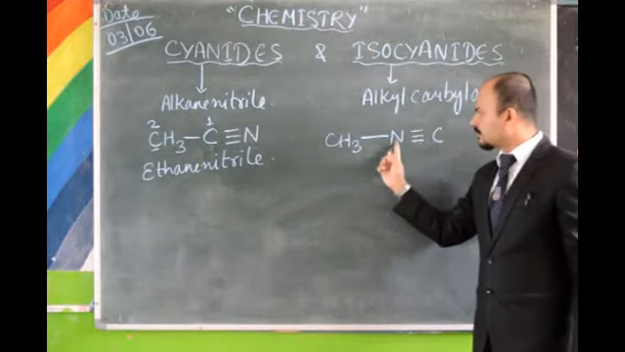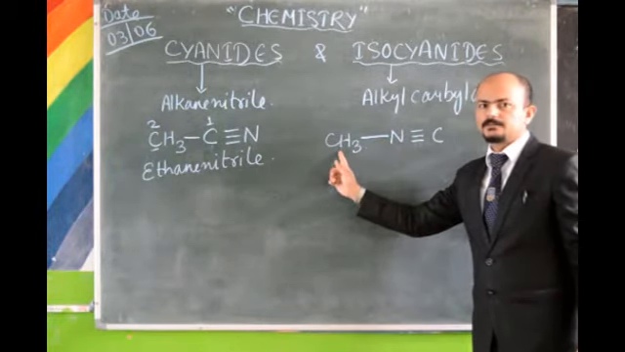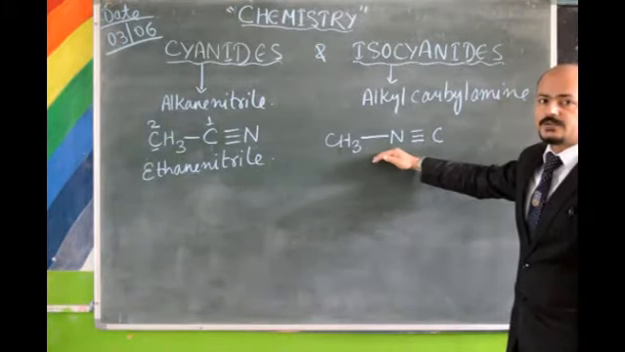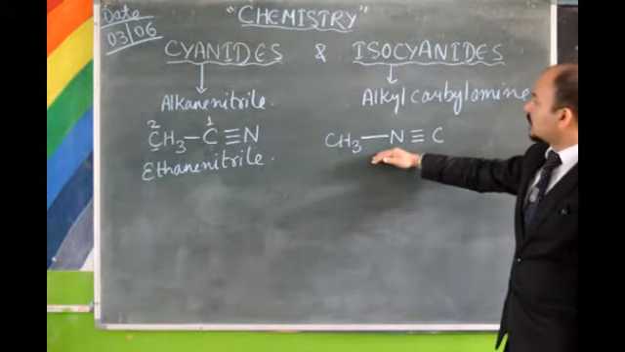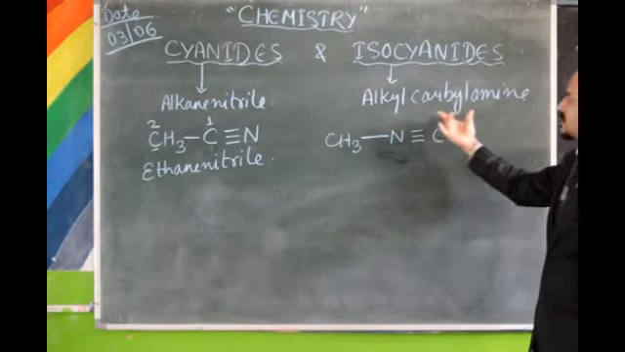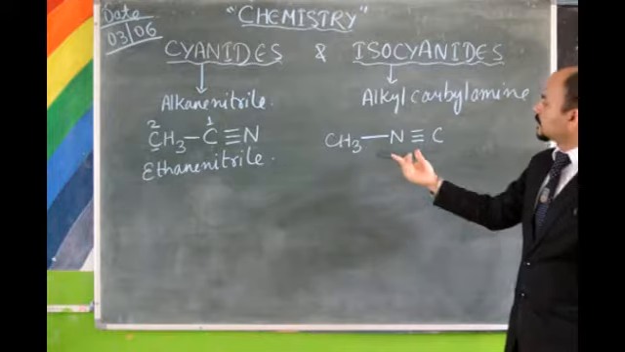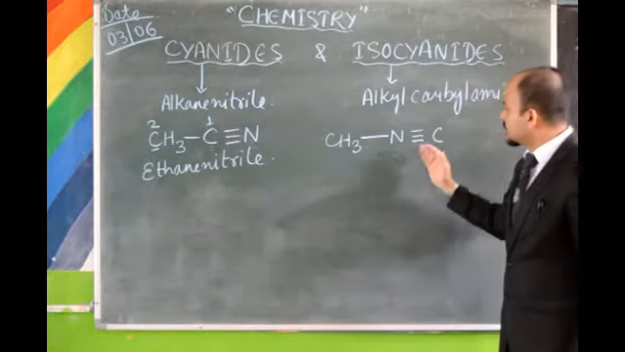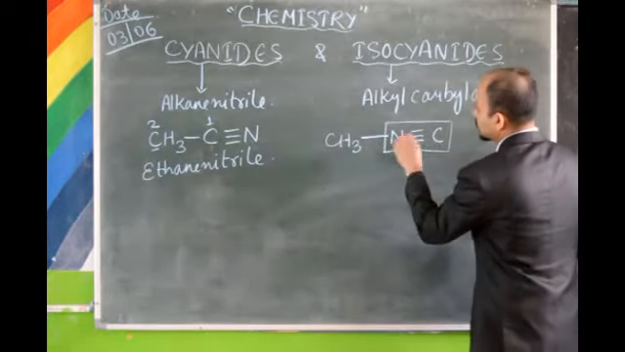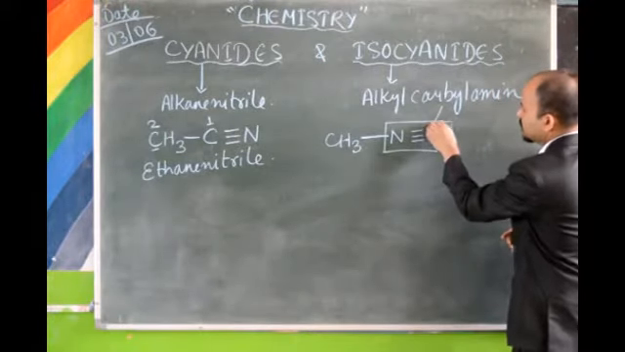So here the bonding is from the nitrogen atom to the methyl group. Yes? Now, how is it named according to IUPAC then? It is named by this particular general name: alkyl carbylamine. So here this is your functional group, and this as a whole is named as carbylamine.